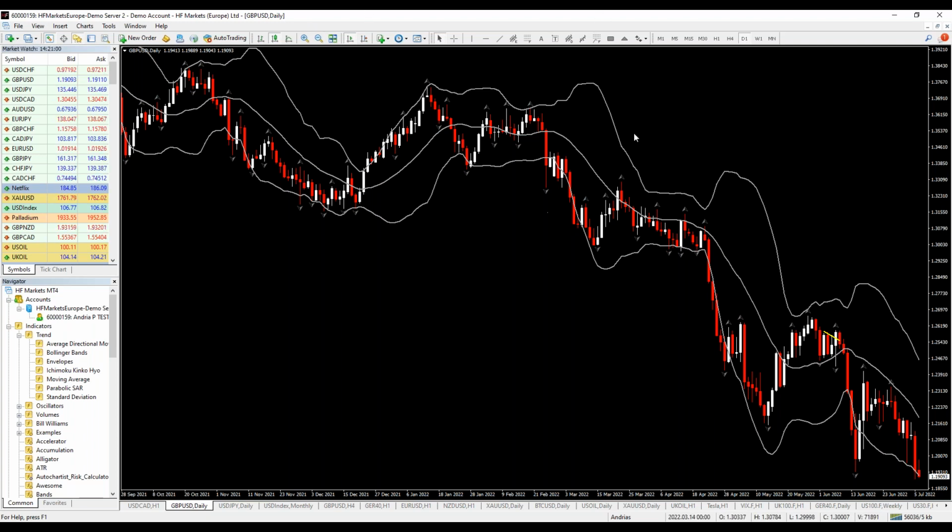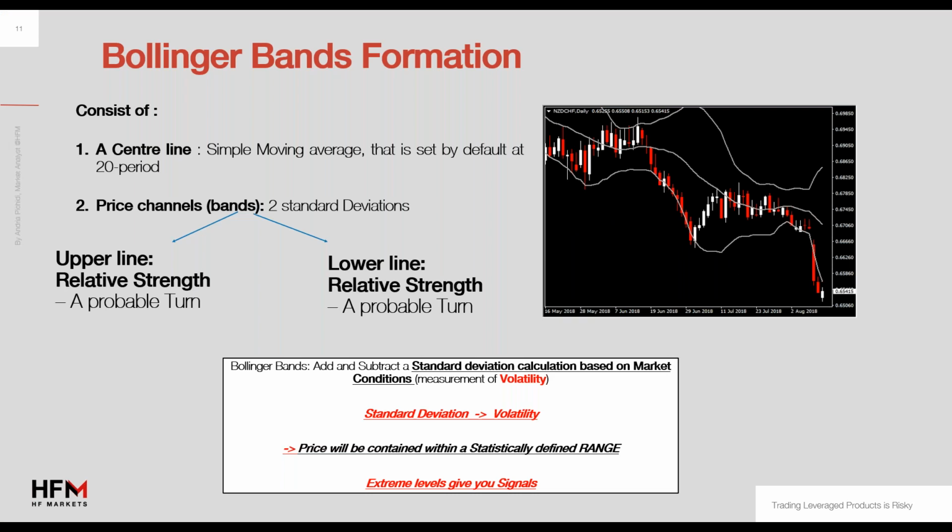Now let's move back to our slides. So the upper line presents a relative strength. Both lines actually, both upper and lower, give us some signs in regards to the strength of the trend and whether the asset is ready to reverse, whether we're going to see some kind of a turn. Also, how wide or narrow the lines are is where we could figure out the volatility.